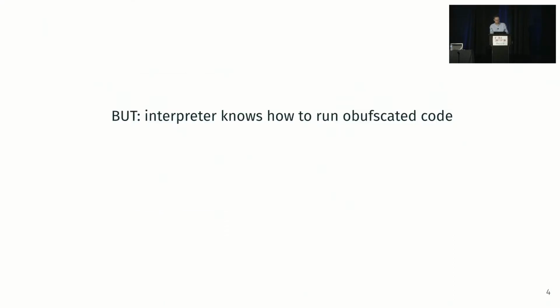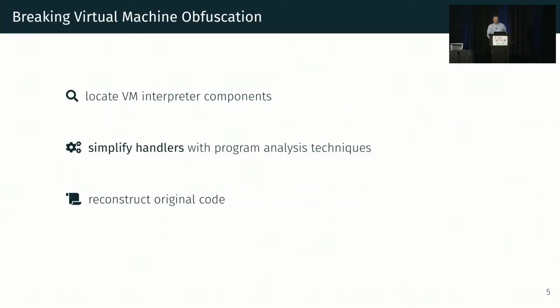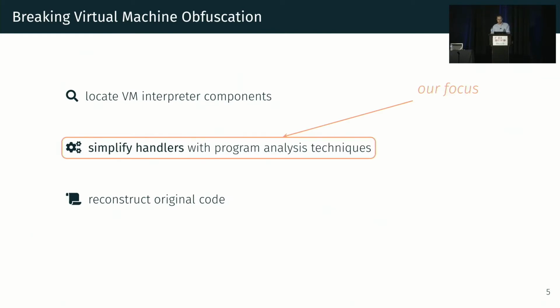But there's one downside. The interpreter must know how to run our obfuscated code. So an attacker can simply focus on this VM interpreter. How would you go about doing that? Basically, you would first locate all the VM interpreter components, and then you would simplify the individual handlers using some program analysis techniques. And once you understood all the handlers, you can simply reconstruct the original code. In this talk, we'll focus on the automated simplification of the handlers, and then we will see how we can do better and harden our handlers again.